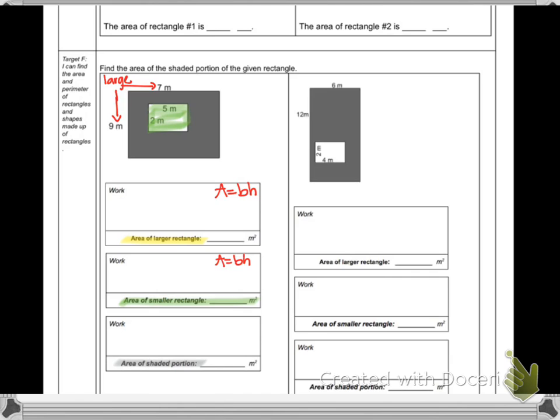If you are cutting out the middle, you need to decide, are you going to add the large rectangle plus the small rectangle, or are you going to subtract the small rectangle from the large rectangle? Go ahead and finish these problems.